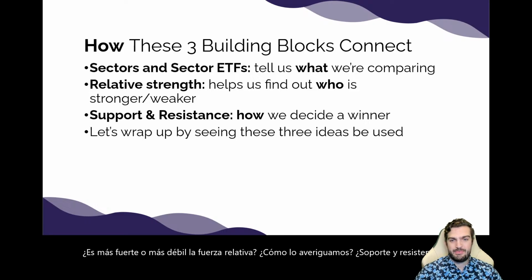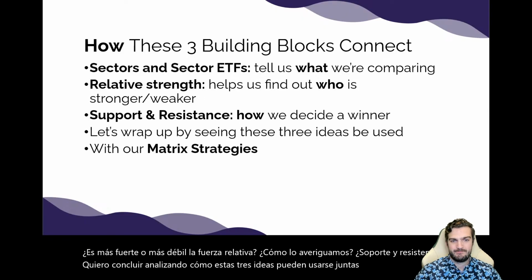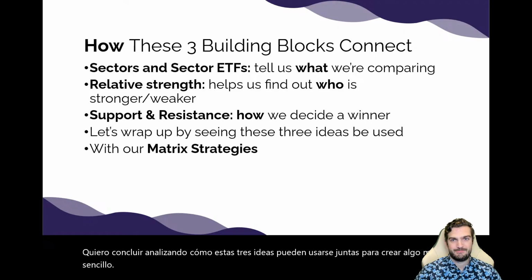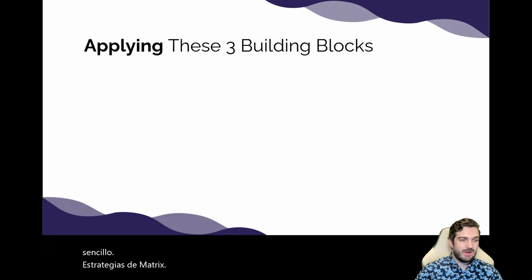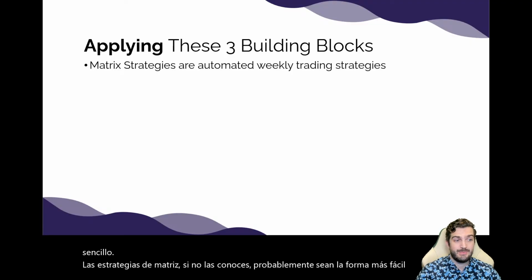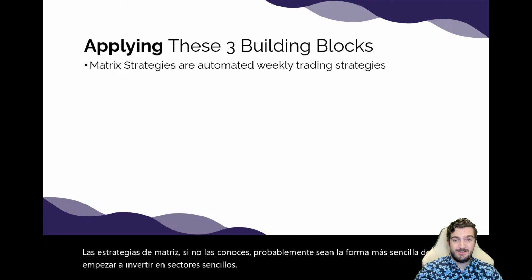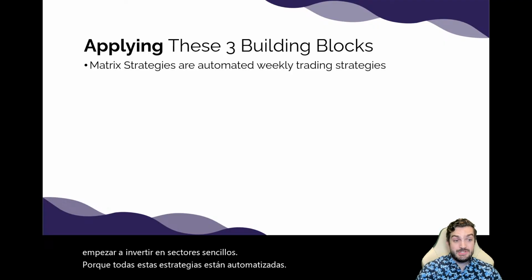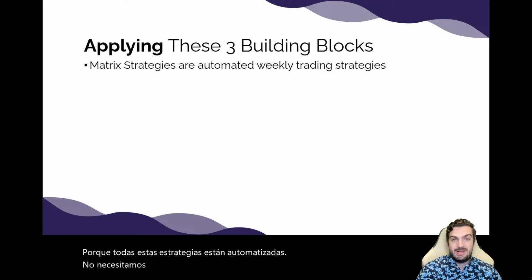I want to wrap this up by looking at how these three ideas can be used together to create something very simple. Matrix strategies. Matrix strategies, if you're not familiar with them, are probably the easiest way to get started investing with sectors made simple. Because all of these strategies are automated. We don't need to do any setup. We don't need to do anything. We look at the strategy and it says, I'm buying this.